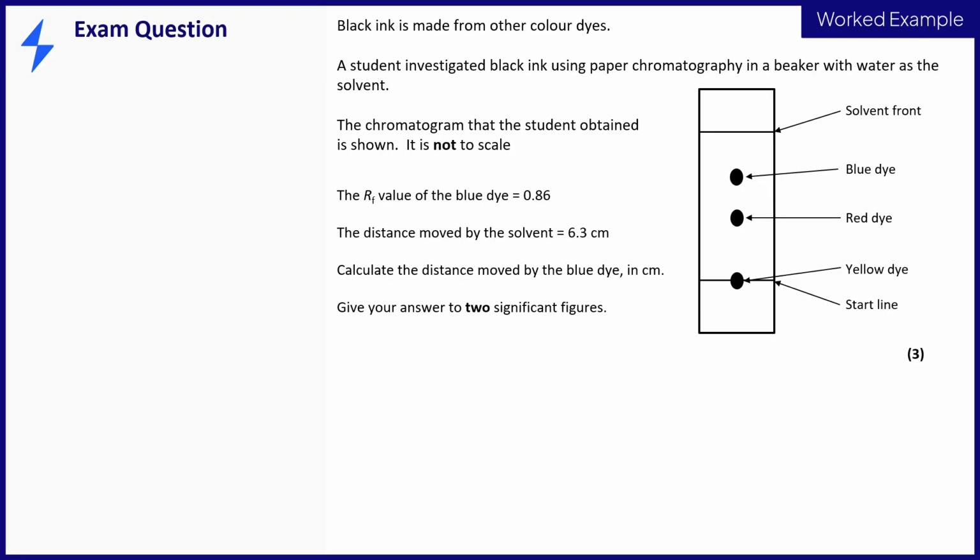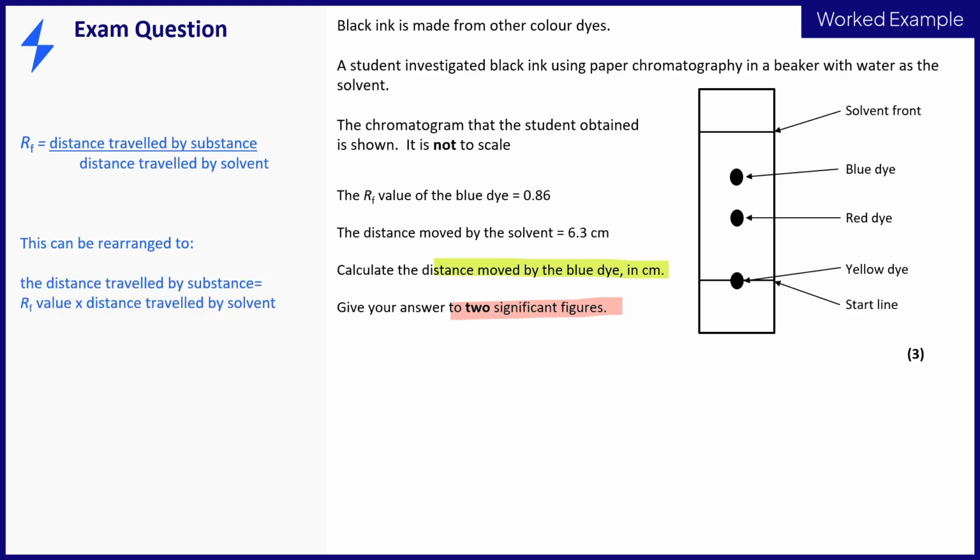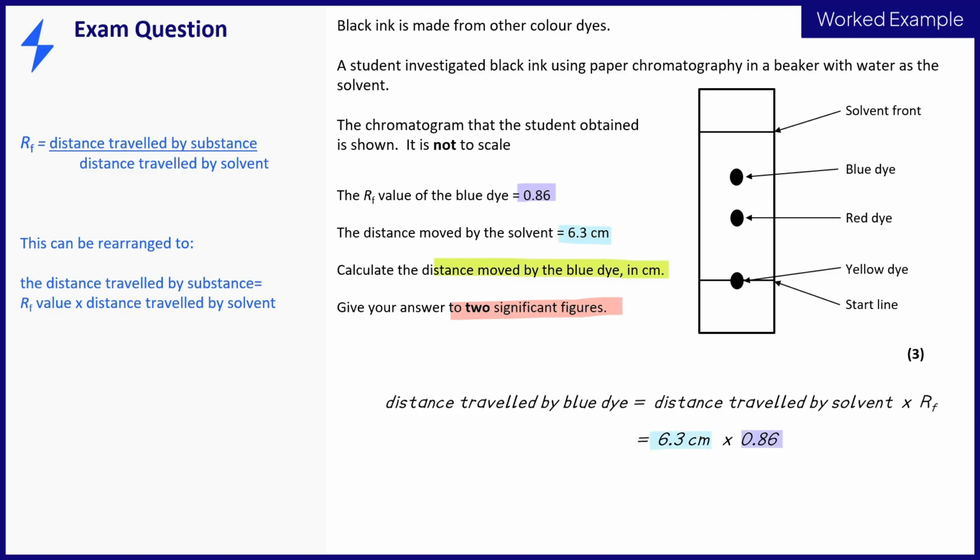This question shows a chromatogram for the separation of black ink, and you are asked to calculate the distance moved by the blue dye to 2 significant figures. The equation to calculate the RF value is shown here, which can be rearranged to find the distance travelled by the substance, and was found by multiplying the RF value by the distance travelled by the solvent. The distance moved by the solvent is given in the question as 6.3 centimetres and the RF value as 0.86. Putting these into the equation will score your first mark, and an answer of 5.418 the second mark. The final mark is for giving your answer to 2 significant figures, which would be 5.4.